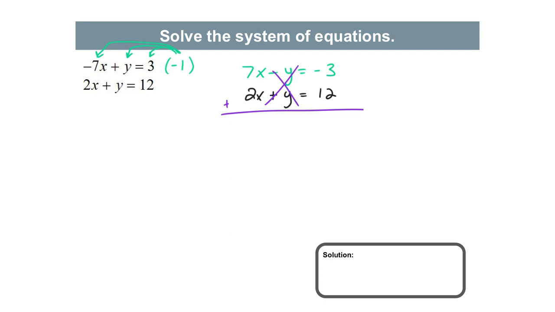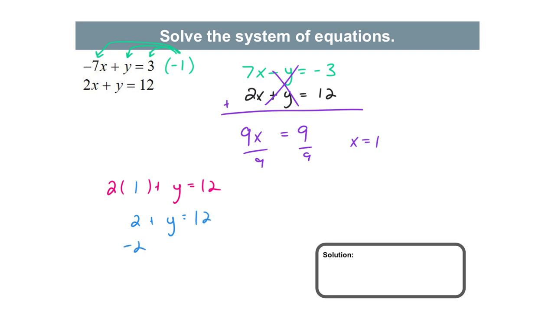Make sure that you can eliminate, and then go ahead and solve your equation. I get x equals 1, so I'm going to choose the equation that I think looks easier, and that's the equation that I will plug that back into. So 2 plus y equals 12, subtract 2, y equals 10. So my solution is 1, 10.